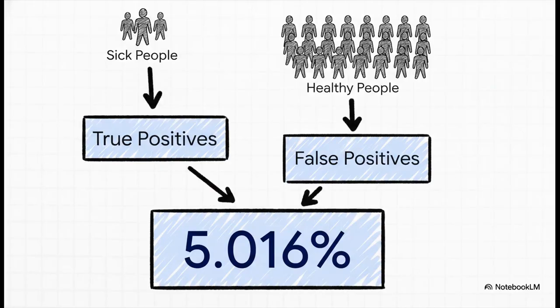Okay, step 3, the total probability of the evidence. This is the denominator in our formula, and it's where the magic happens. A positive test can happen in one of two ways, right? It can be a true positive or a false positive. So we just add those two possibilities together.